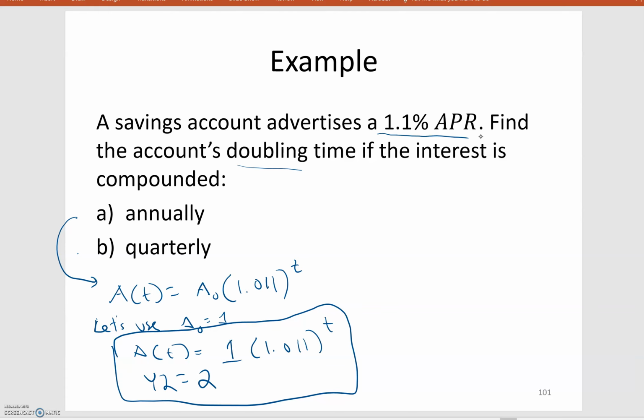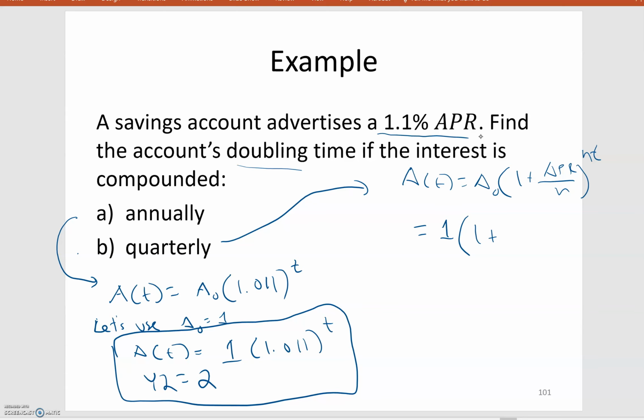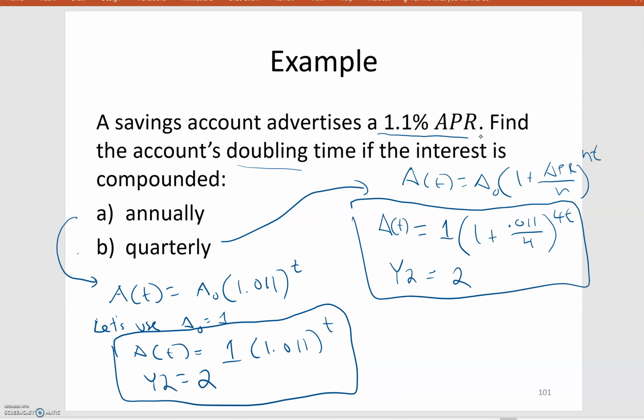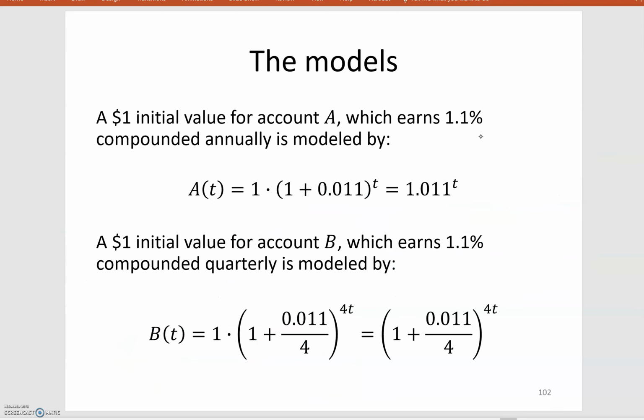Okay. Now for quarterly, we have to use the full compounding model. And again, I'm going to imagine that I start off with $1, but this is going to be 1 plus 0.011 over 4, to the 4t. So that will be my model. And then as far as computing it, again, y2 would be 2 because I'm just going to double my $1, and I would need to do calc intersect with that. Okay.